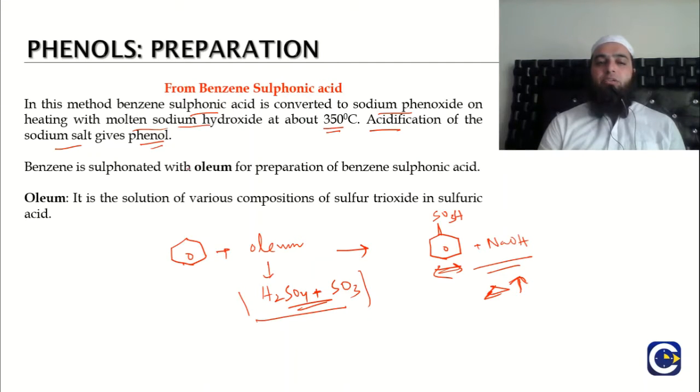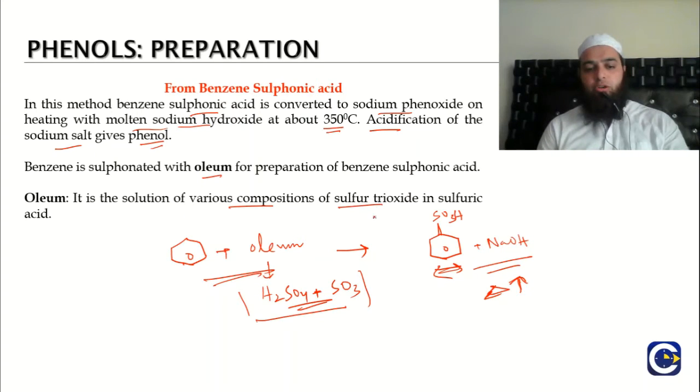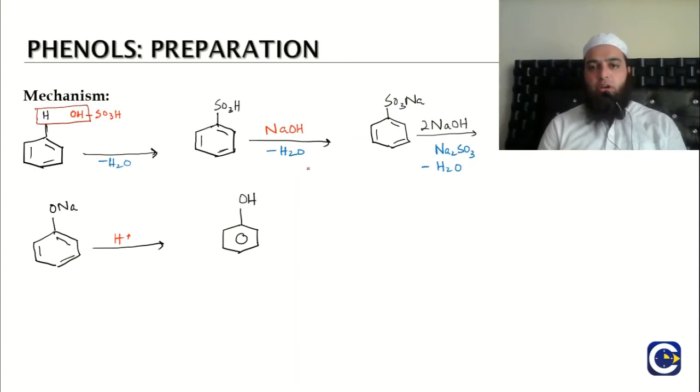Benzene, as I told, is sulfonated with oleum, which consists of various compositions of sulfur trioxide and sulfuric acid. We call that oleum. So this is the overall reaction. We are not going to discuss the detailed mechanism, but this is an overview of the reaction that is going on.